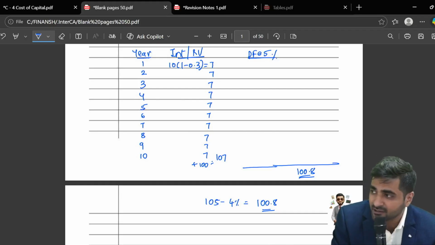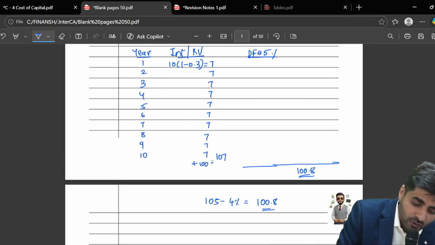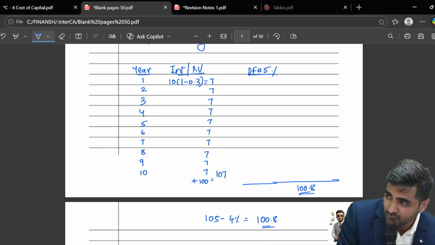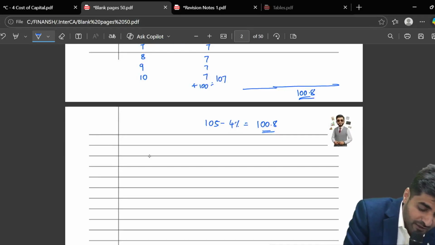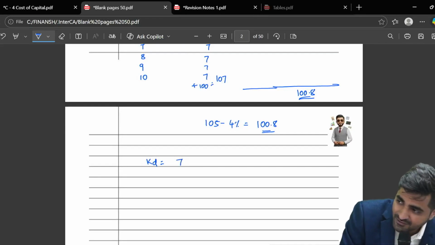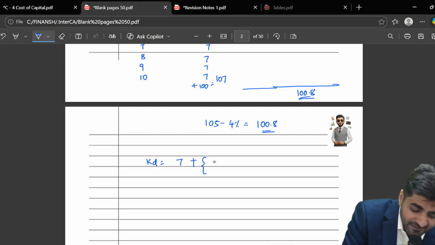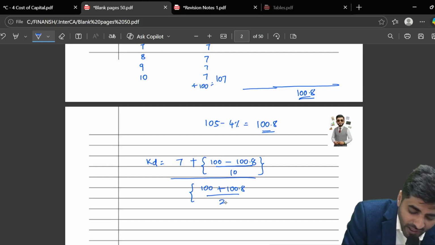How to determine the range. Though they have not told you to use the formula, I want you to use the formula once and give me the KD. KD will be interest into 1 minus tax, that is 7. What is your RV? 100. What's your NP? 100.8. What's your life? 10 years. And then you take 100 plus 100.8 divided by 2. I know they have not asked you, but just calculate like this.